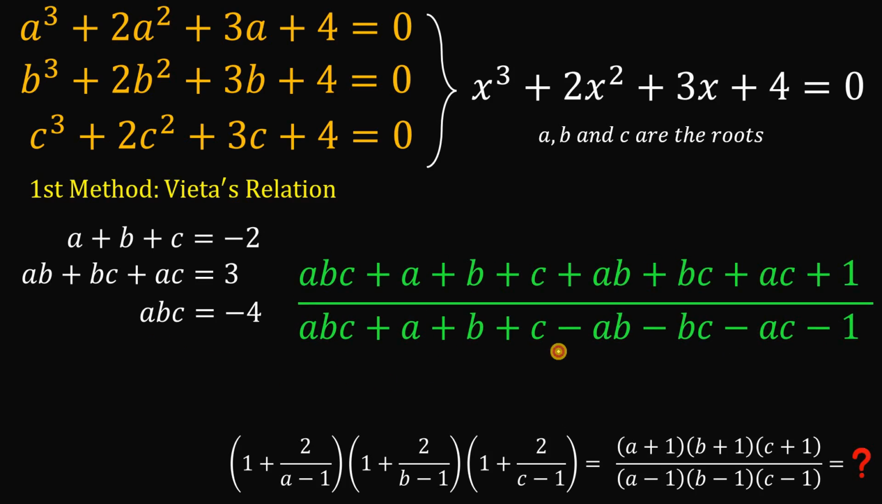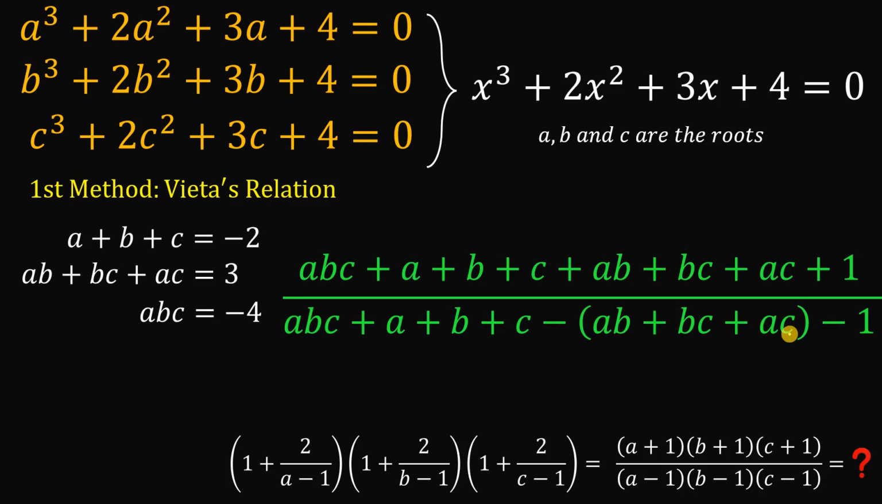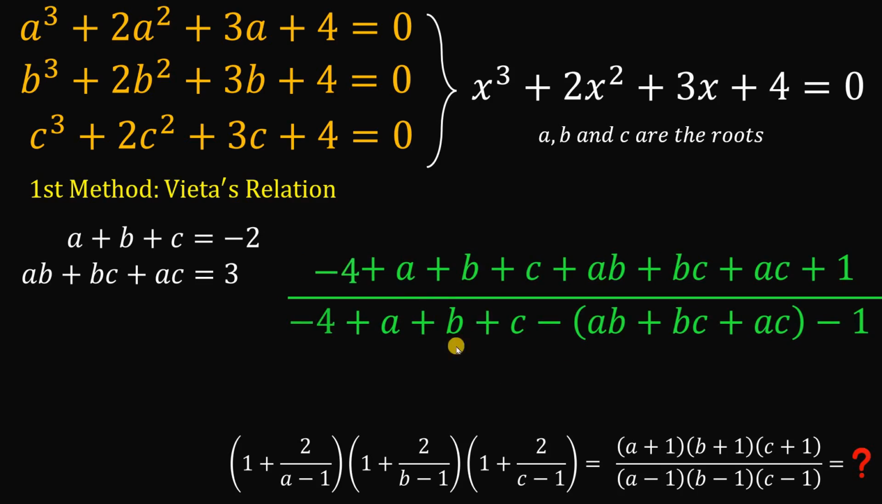Now, at this point, notice this negative AB minus BC minus AC: if we factor out negative 1, we have negative of AB plus BC plus AC. Now at this point, notice that we have a value for the product of the roots ABC. This is just negative 4. So we can replace ABC with negative 4. And the sum of the roots A plus B plus C, we know using Vieta's relation, is just negative 2. So this is just negative 2.